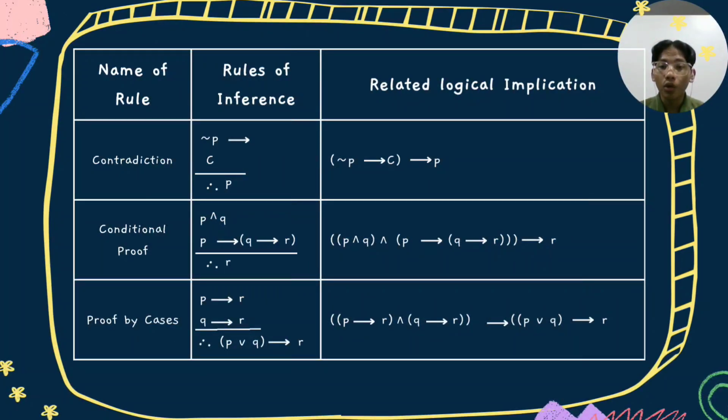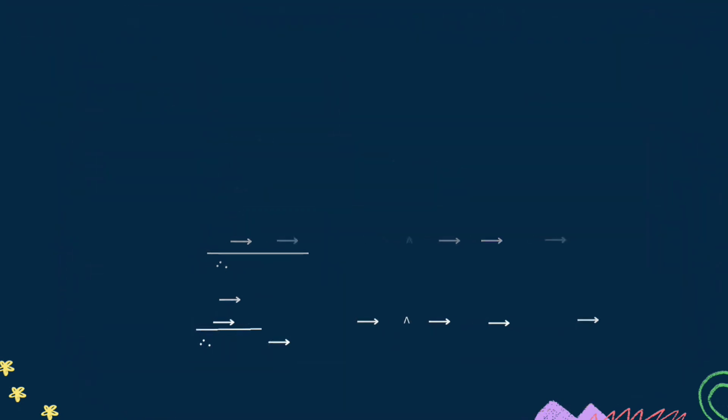Number eight, contradiction. Rules of inference: not P implies C, so the conclusion is P. Number nine, conditional proof. Rules of inference: P and Q, P implies Q implies R, so the conclusion is R. Number ten, proof by cases. Rules of inference: P implies R, Q implies R, then the conclusion is P or Q implies R.